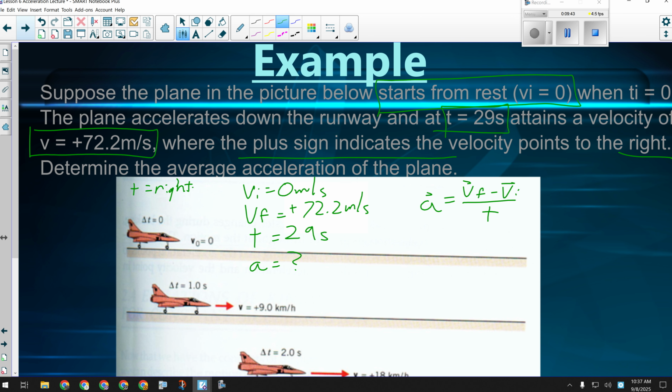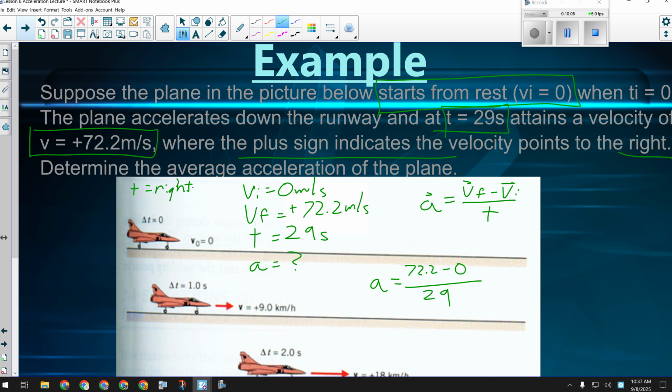Lucky for me, the question wants acceleration. The formula's already set up for that, so I don't even have to do any algebra. I just need to plug numbers in. So A equals 72.2 minus 0, divided by 29 seconds.